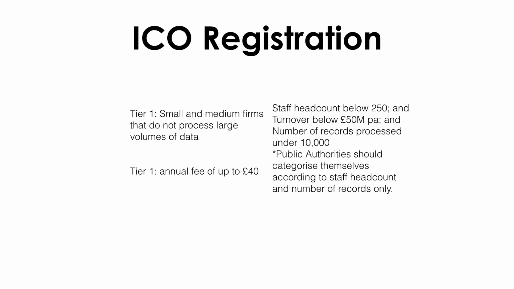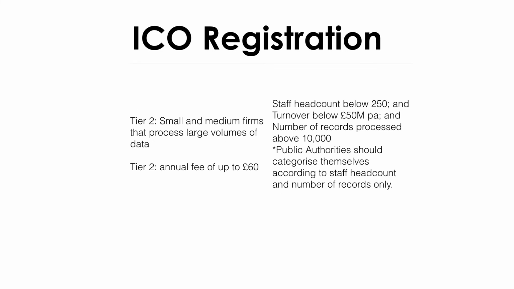But this depends on whether you're a small and medium-sized firm or you're not doing an awful lot of processing. A small or medium-sized firm has under 250 employees and turnover less than £50 million per annum. So the fees are £40 if you're tier 1, and £60 if you're tier 2, and if you're a bigger company, tier 3, that could be up to £2,900 a year. You would go to the ICO site to find out what your fee would be.